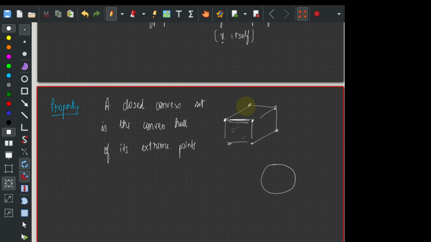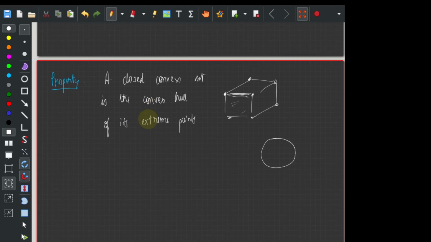Right? Again, I'm not going to prove this particular property. It's a very nice result. But these are two different ways of looking at or generating a convex set.